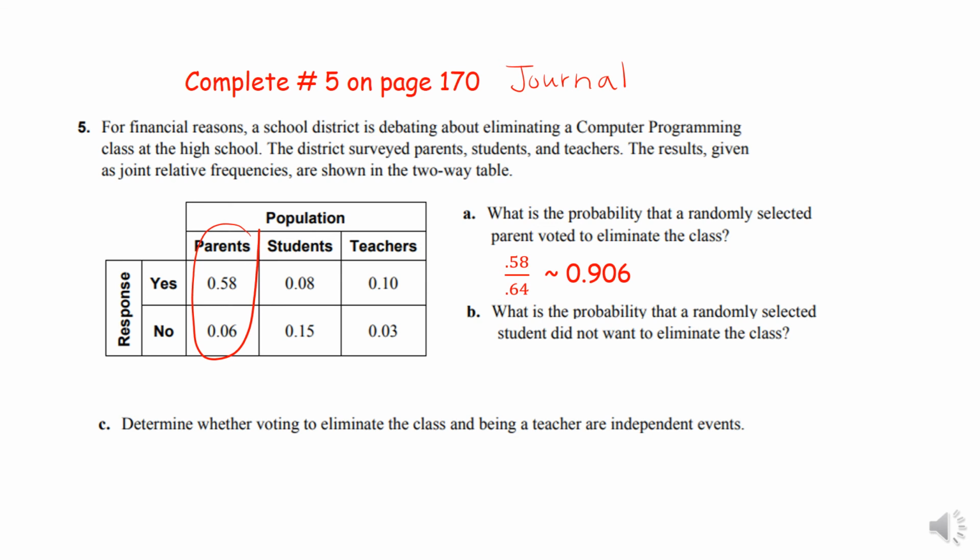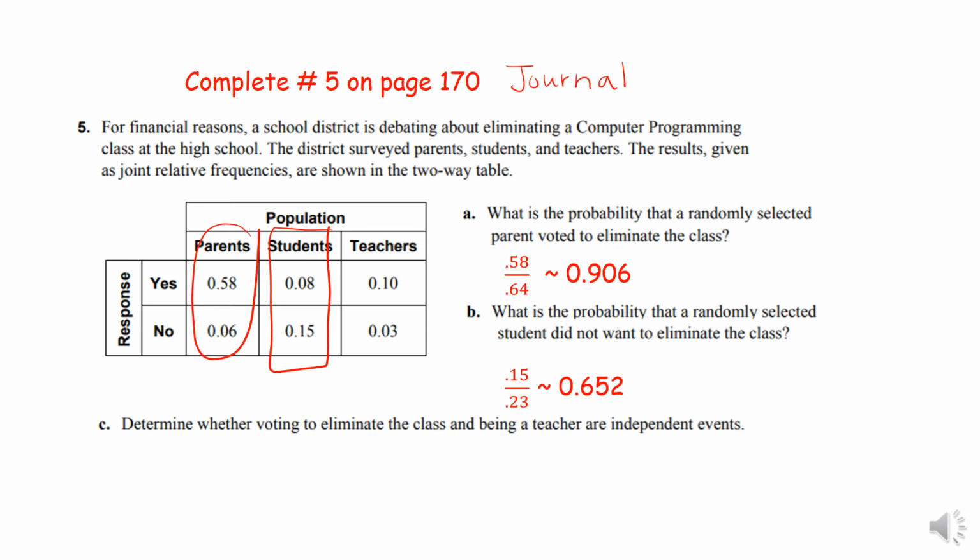What is the probability that a randomly selected student did not want to eliminate the class? So you're going to add the two numbers to get the total, and divide it by did not want, which would be no. So 0.15 over 0.23, 65% of the students did not want to eliminate the class.